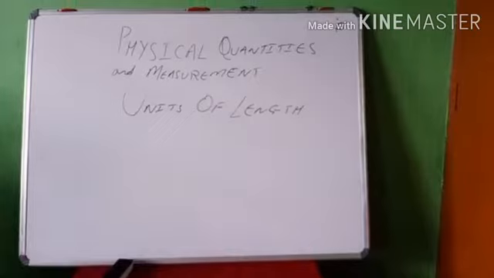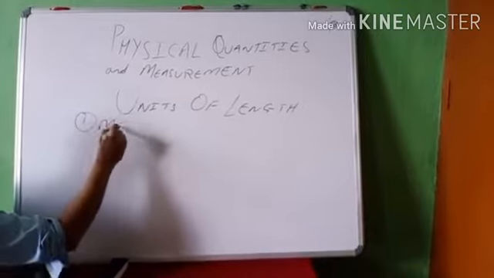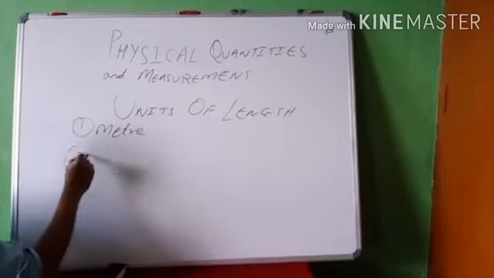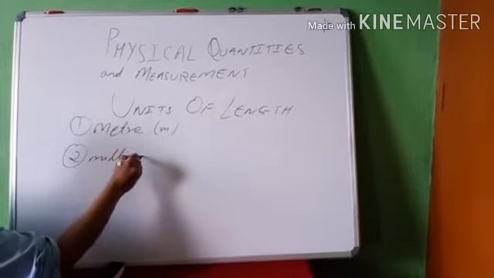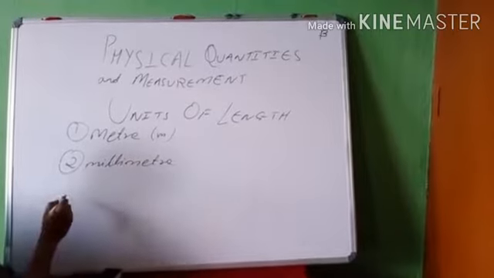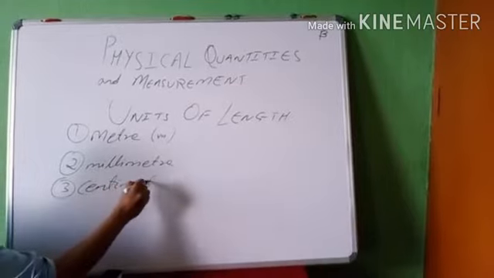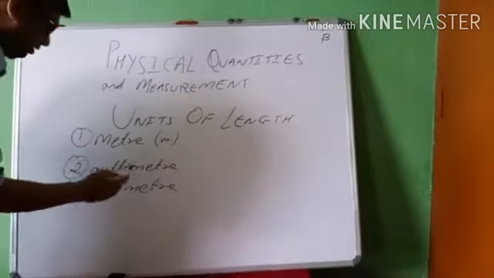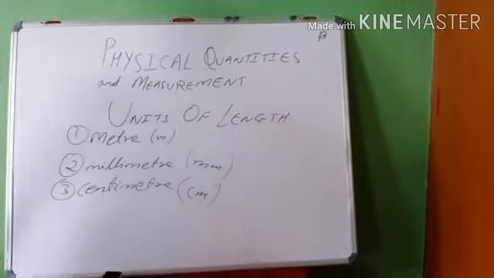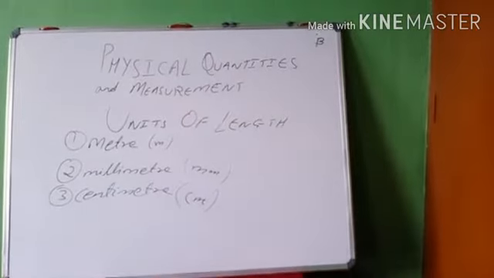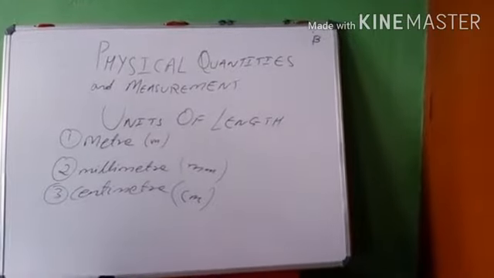See, what are the units of length? Number 1, meter. Number 2, millimeter. In short form, we write mm, millimeter. And number 3, centimeter. Meter, millimeter in short form mm, and for centimeter short form is cm. These are the units of length: meter, millimeter, and centimeter. Millimeter and centimeter are for the rather smaller objects.